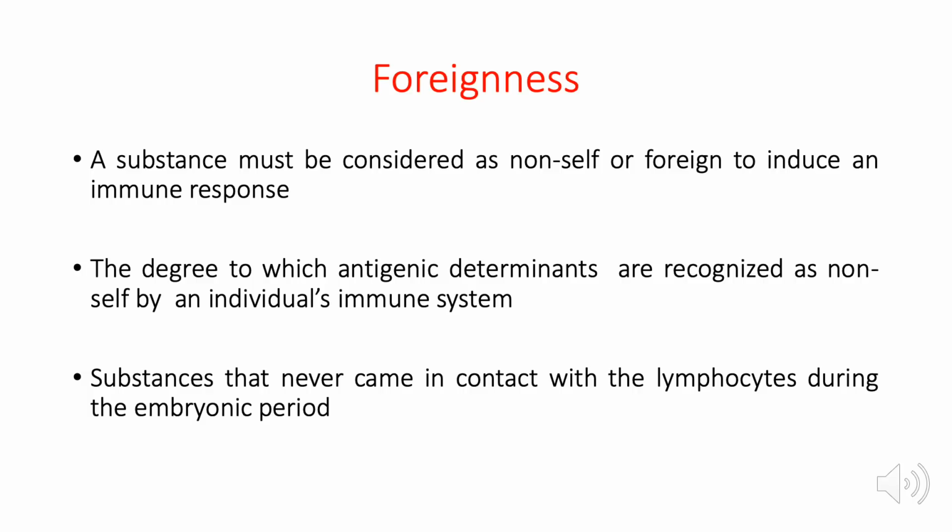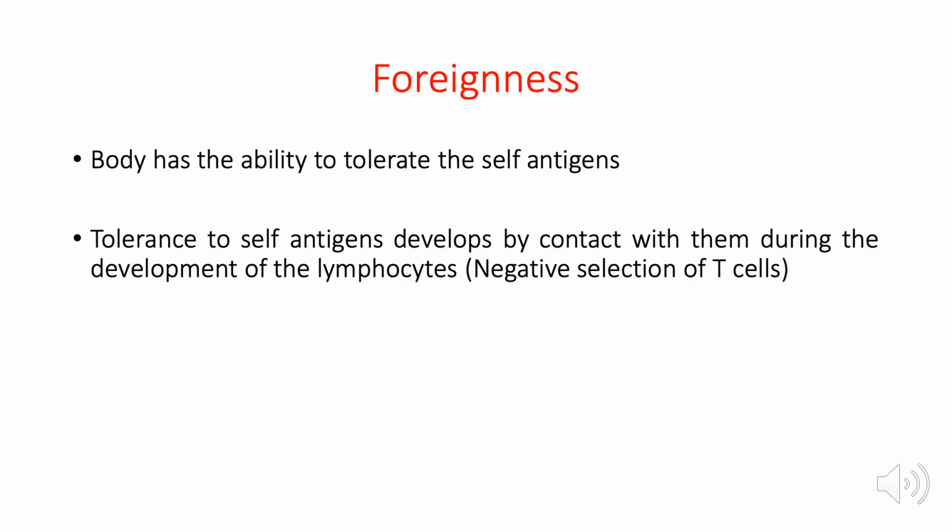So how will the immune system say that this is foreign and this is not? Any substance that never came in contact with the lymphocytes during the embryonic period will be considered as foreign. Why do you think it's very important to take note that a substance will be considered as foreign if it never came in contact with the lymphocytes during their maturation?